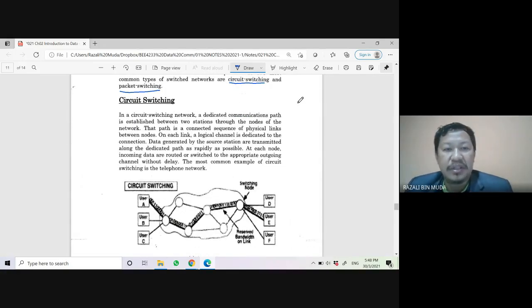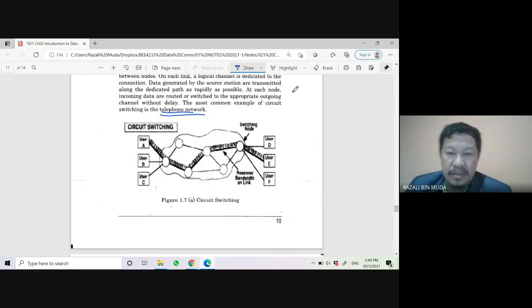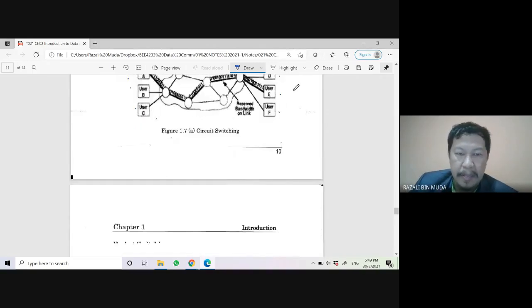So what is circuit switching? In a circuit switching network, a dedicated communication path is established between two stations through the nodes of the network. That path is a connected sequence of physical links between nodes. On each link, a logical channel is dedicated to the connection. Data generated by the source station are transmitted along the dedicated path as rapidly as possible at each node. Incoming data are routed or switched to the appropriate outgoing channel without delay. The most common example of circuit switching is the telephone network. This is an example of circuit switching.